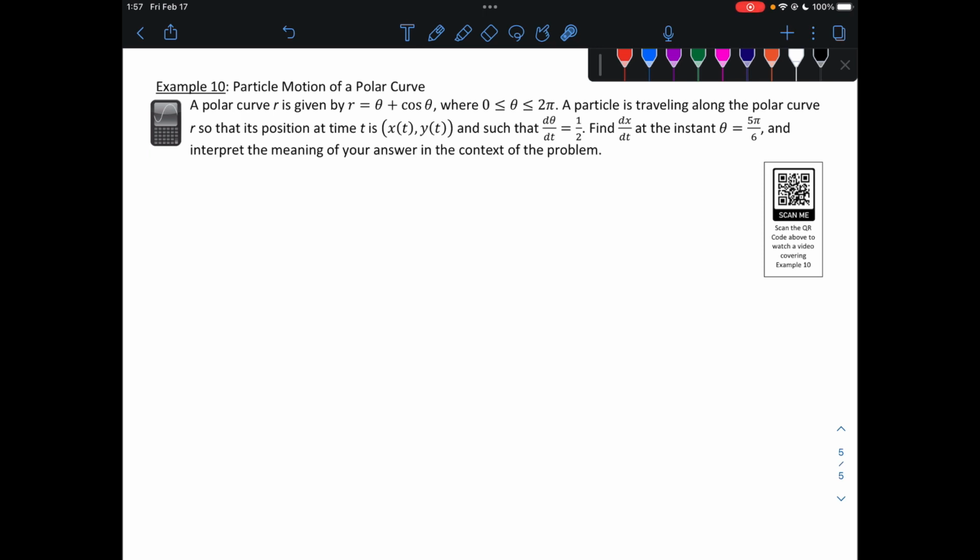Okay, so since we're looking at trying to find dx dt, we should probably start by knowing what x is. And x, remember, in parametric form here is r cosine theta. So for this problem, it's theta plus cosine theta, times cosine theta. All right, you can leave it like that, or you can do theta cosine theta plus cosine squared theta. That's fine too. It really doesn't matter. Either way, we got to next find dx dt.